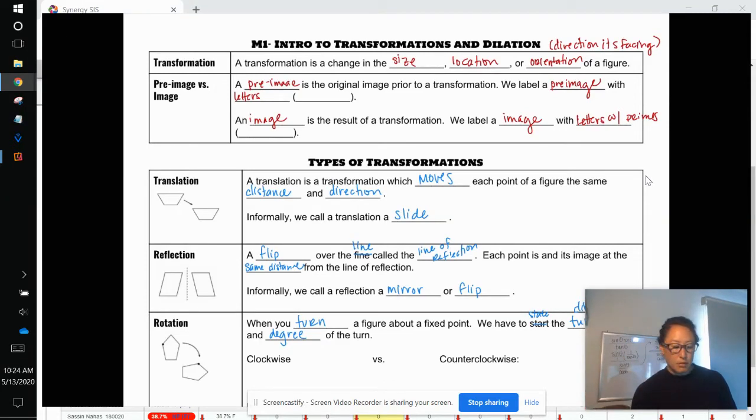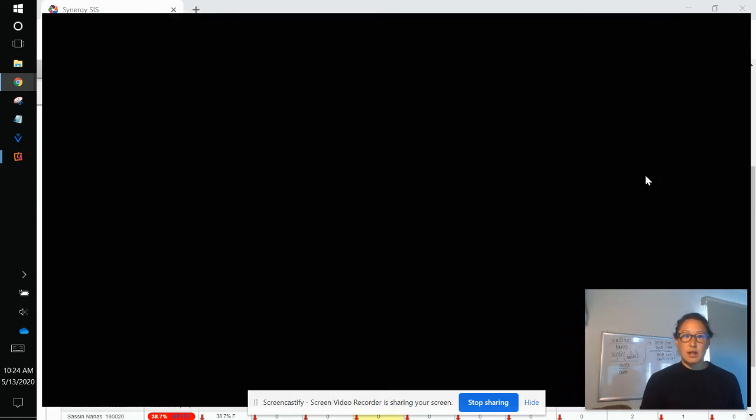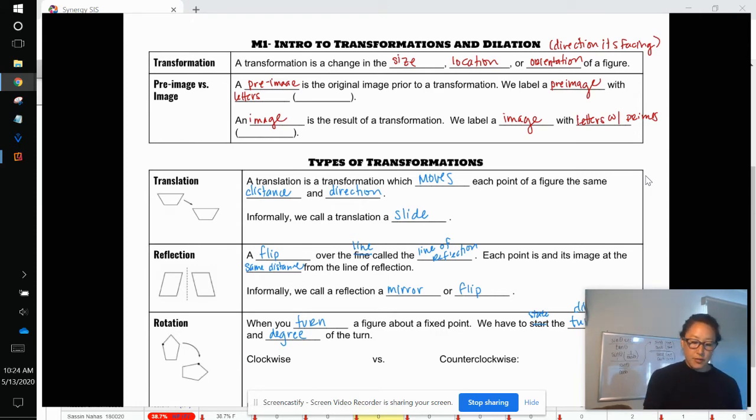Hi, doing transformations today. There are four types of transformations: translation, reflection, rotation, and dilation. A transformation is when a shape or a graph changes in size, location on a coordinate plane, or orientation, meaning the direction it's facing. A pre-image versus an image.